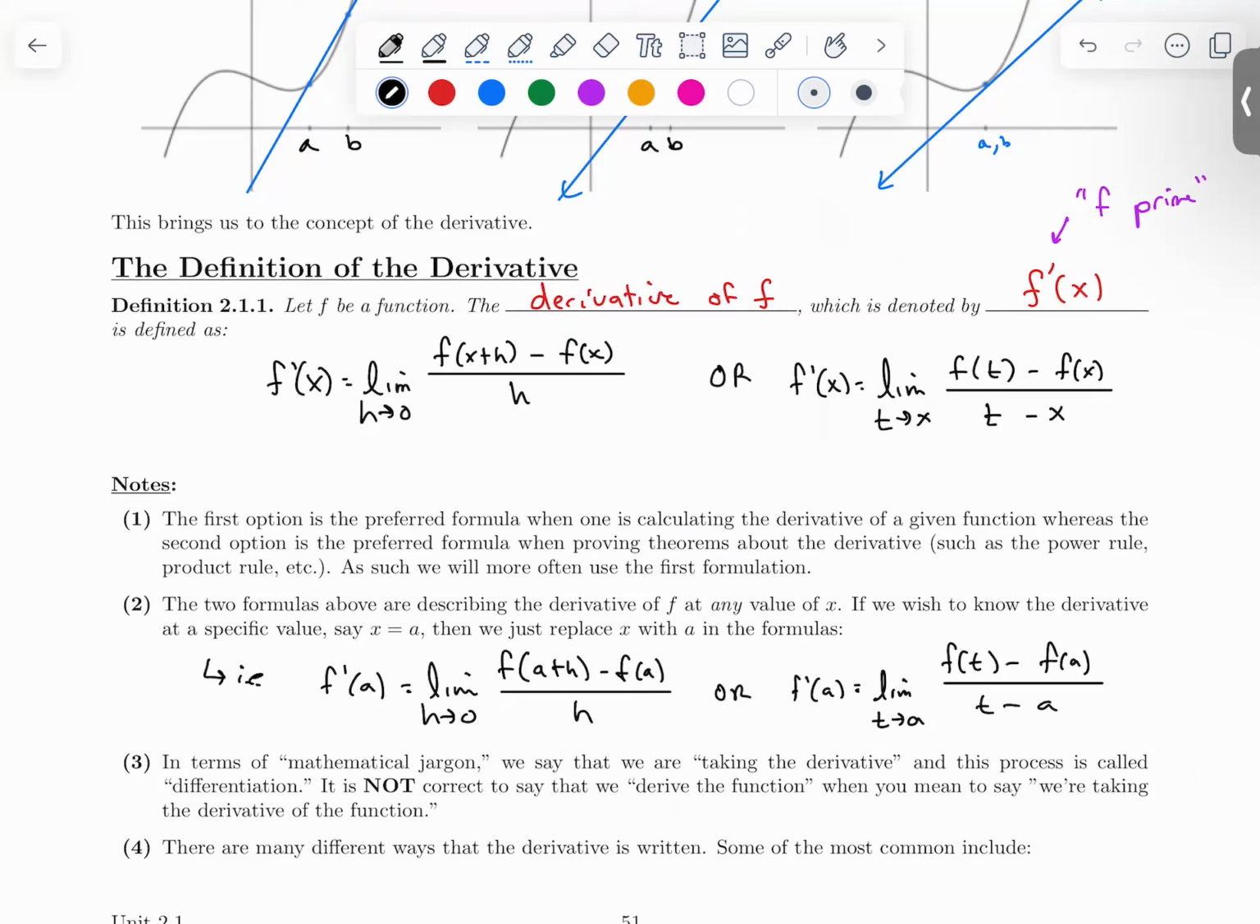Yes. F prime is just the name of the derivative. So f prime of a means the derivative at a. In terms of mathematical jargon, just because it hits the ear wrong and it makes me mad, we are taking the derivative. We are performing differentiation. We are not deriving the function. Deriving would mean creating, not taking a derivative. So just please don't say derive the function. It just hits the ear wrong. You will say that you are differentiating the function. You are taking the derivative. Okay?